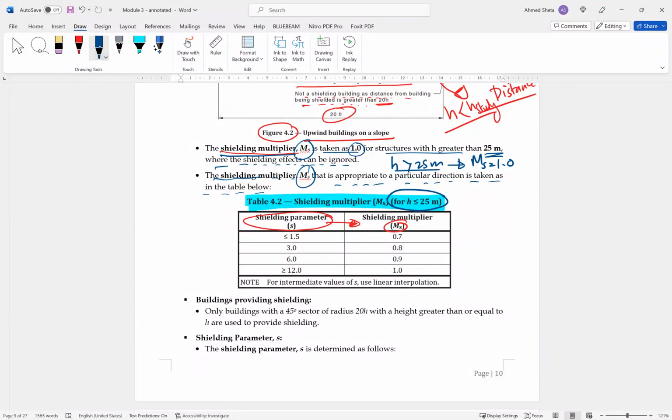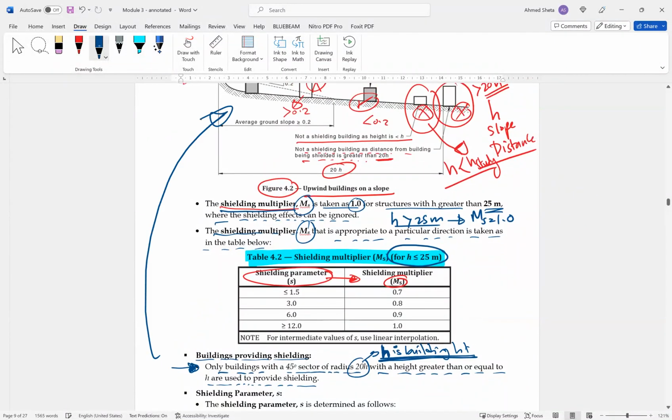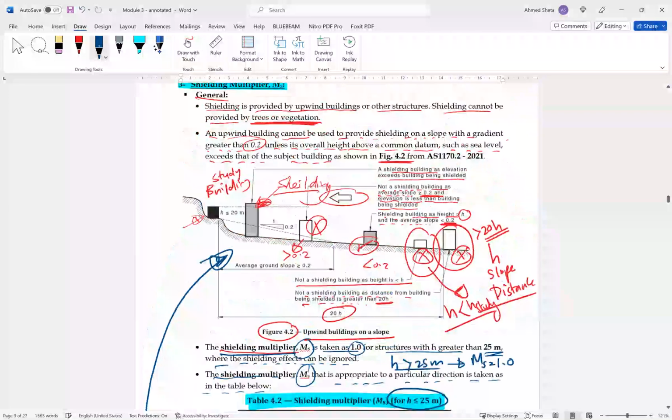Before going to the shielding parameter S, we have the definition of a building providing shielding. Only buildings within a 45-degree sector of radius 20h, where h is building height, with height greater than or equal to h are used to provide shielding. This was explained here in this figure.